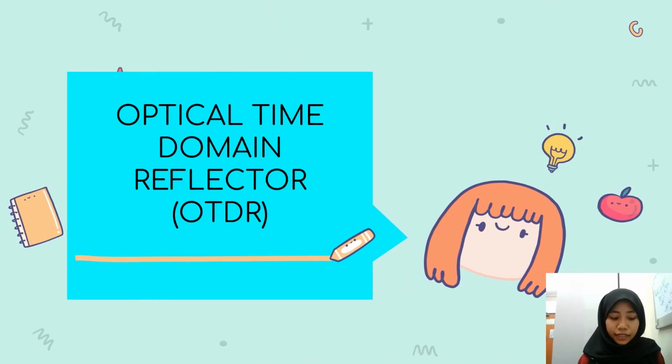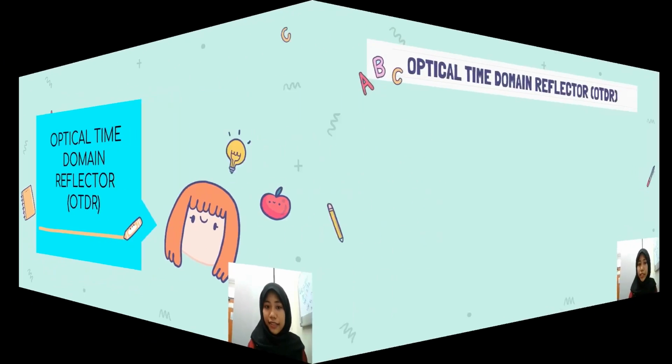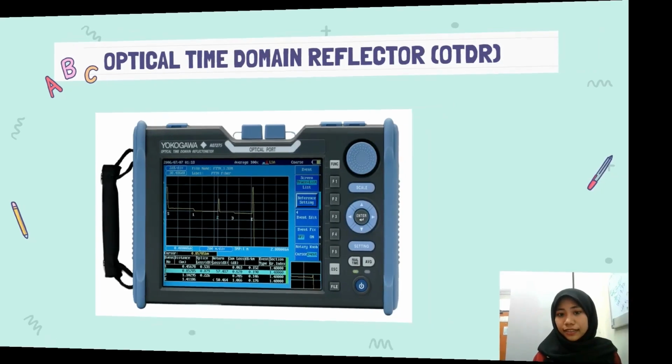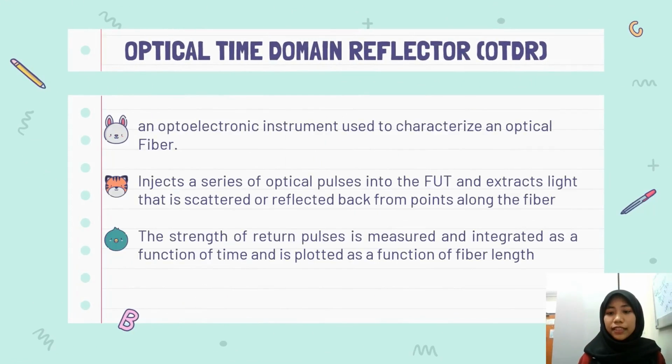Third one is the optical time domain reflectometer, or OTDR. This is the picture of the optical time domain reflectometer, or OTDR. An optoelectronic instrument used to characterize an optical fiber, it injects a series of optical pulses into the FUT and extracts light that is scattered or reflected back from points along the fiber. And lastly, the strength of the return pulse is measured and integrated as a function of time and is plotted as a function of fiber length.